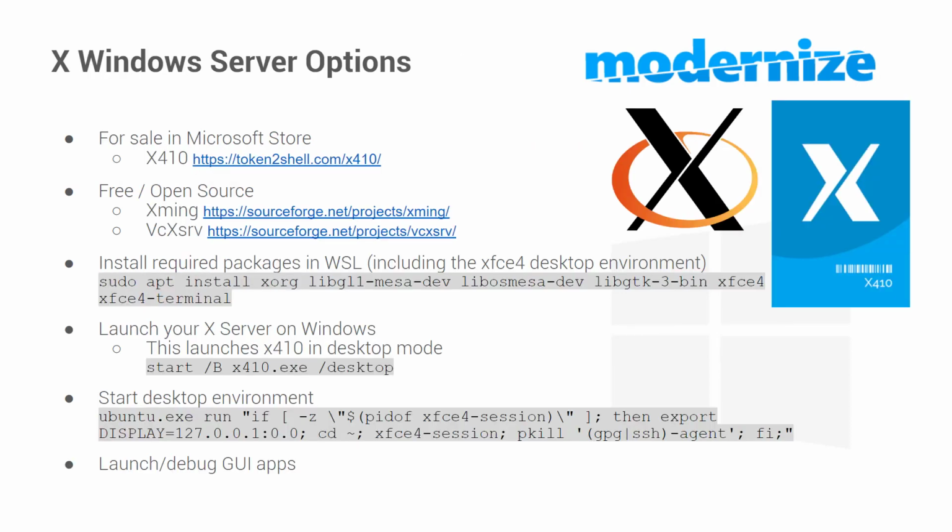If you want to do GUI applications, this is the one I'm using here. It's X410, which is for sale. I think it was like $10 in the Microsoft Store, or there's a couple open source options. I just thought, hey, I'm going to buy it because then I just felt like that was the way to go, but you could certainly use one of these options as well. My thought was hopefully that this one would be easier. I found that I still had to go through their website and follow some steps to make it work, which was kind of disappointing when I paid money for it.